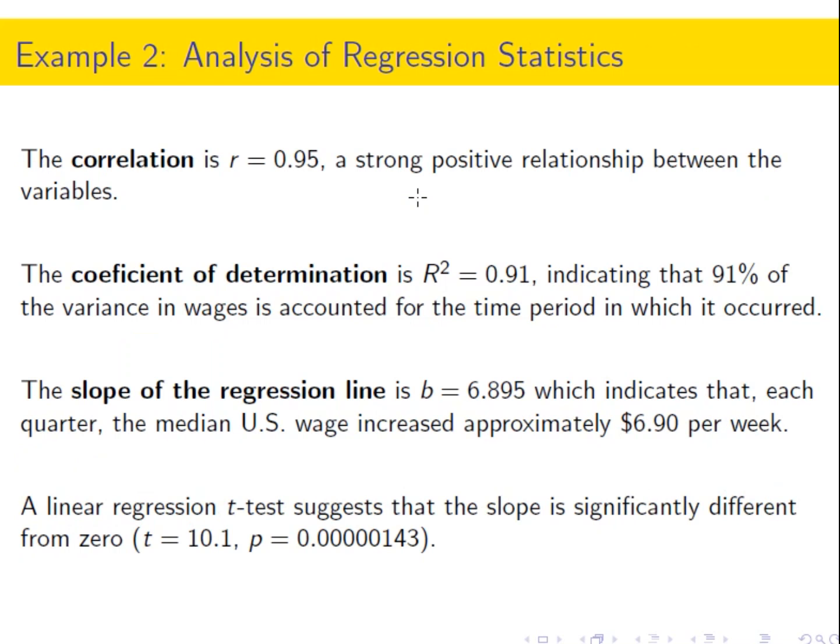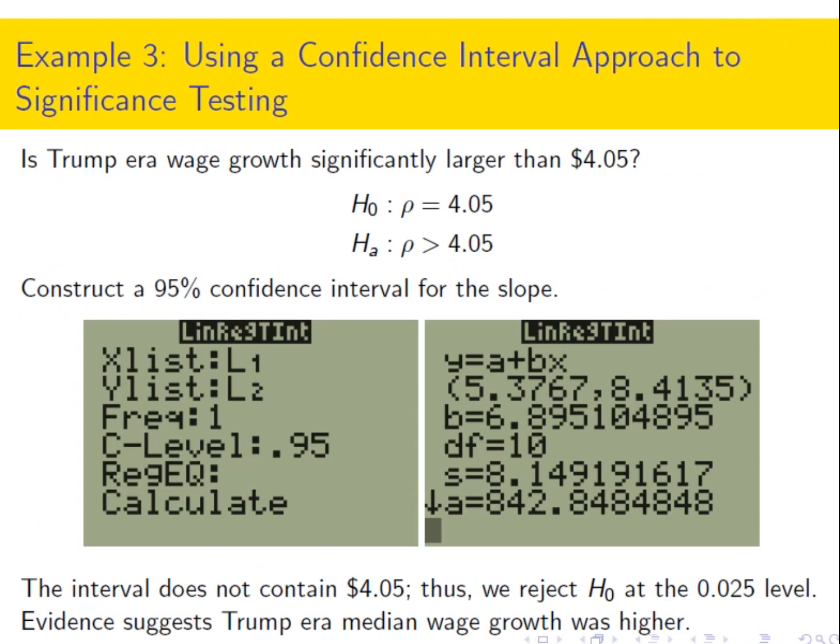Okay. And so notice that we have a correlation of 0.95. We have a very strong R squared, so 91% of the variance in wages is accounted for by the time period. And of course, the significance using a t-test is strongly suggestive that the correlation isn't zero. But we didn't care whether or not the correlation was zero. What we cared about was whether the slope is significantly different from the historic trend. That's what we care about. So let's take a look at that.